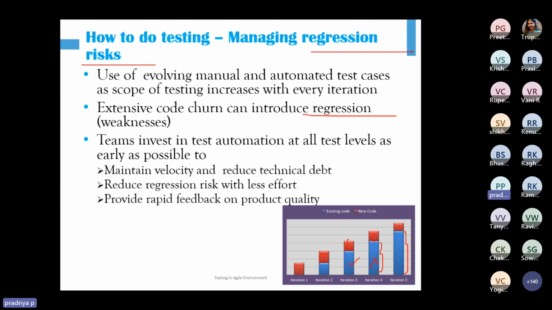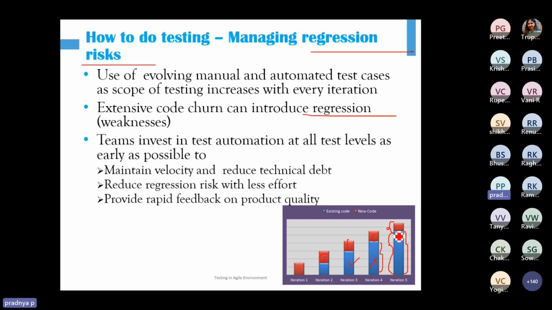We want to maintain the velocity. And that's why we need to do the automation of that. We can see here that in iteration 5, we need to do the regression testing of this much code that is churned out in the earlier 4 iterations. Plus, we need to do the fresh testing of the additional code.